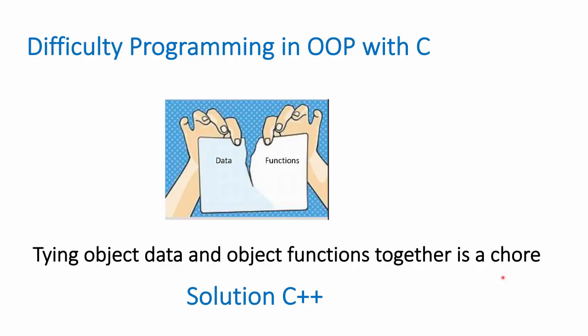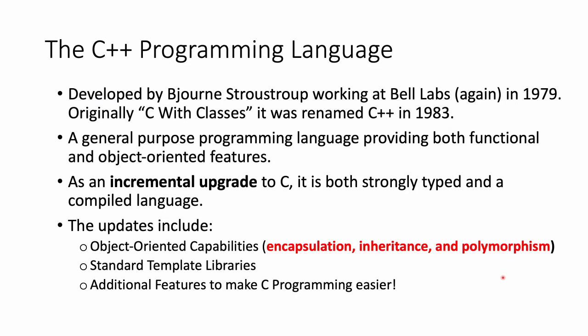Now, it's kind of difficult, as we've seen, to program in an object-oriented paradigm within C. Tying the data and the object functions together is a bit of a chore. The solution is to start using C++. It makes it a lot easier to do this object-oriented paradigm. Now, the C++ language was developed again at Bell Labs in 1979. If you remember, that's where C also came out of. It was originally called C with classes, but it was renamed C++ in 1983.